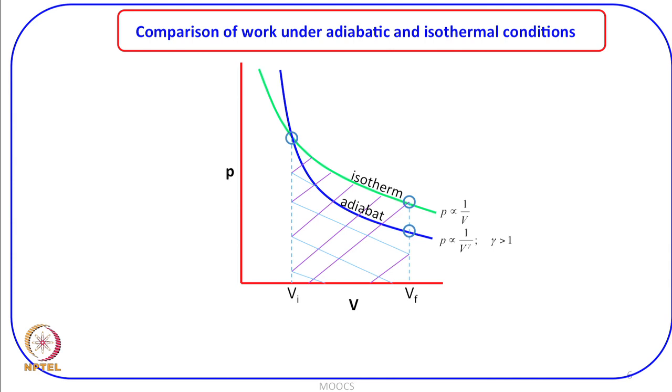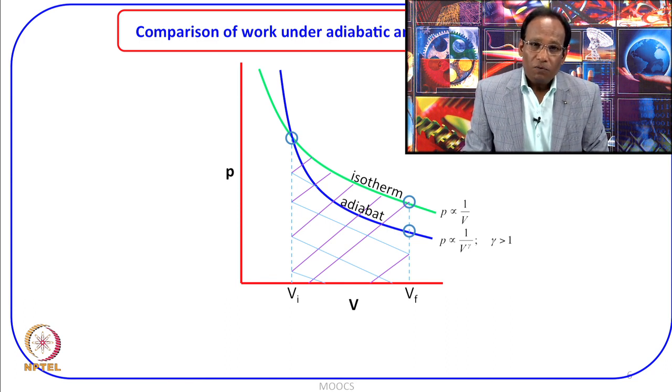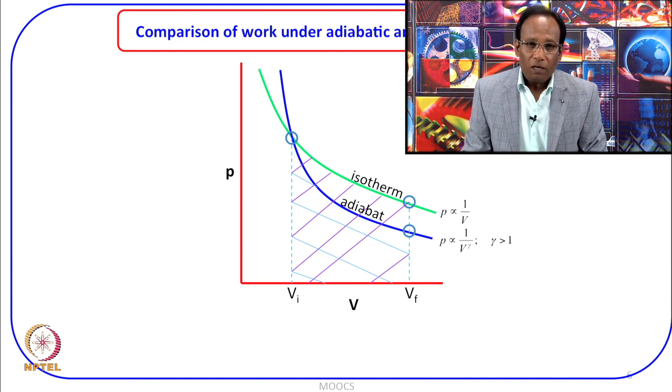And then, as we discussed in the previous lectures, the area under the curve between the specified limits represents the work available from the system. So, obviously, here the area under the adiabat between V i and V f is less than the area under an isothermal case. Therefore, more work is available from the system when the gas is expanding under isothermal reversible conditions compared to when the gas is expanding under reversible adiabatic conditions.